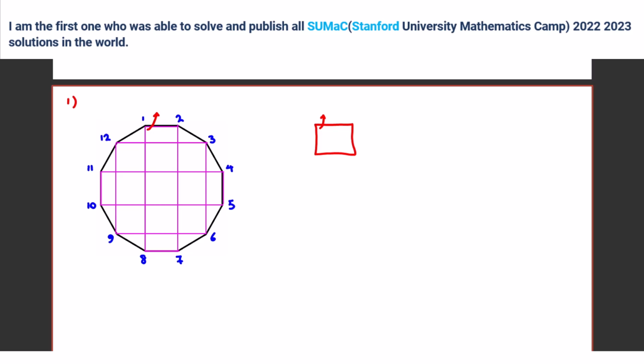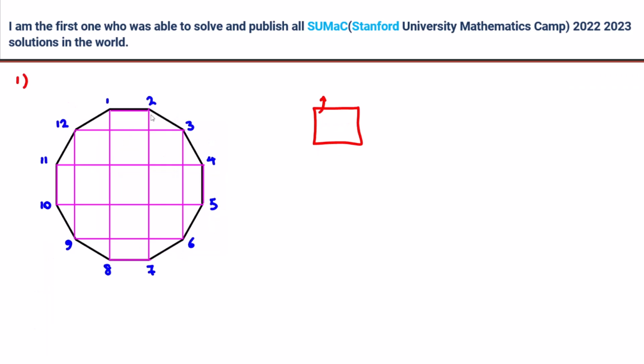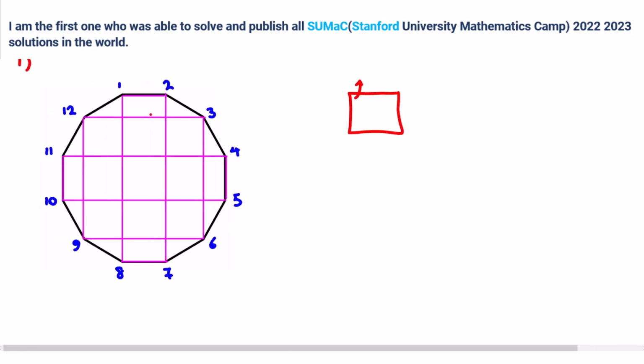There's 5. Okay, let's check. 1, 2, 3, 4, 5. Exactly. We have 5. Let me maximize and let me write it inside 5, okay?